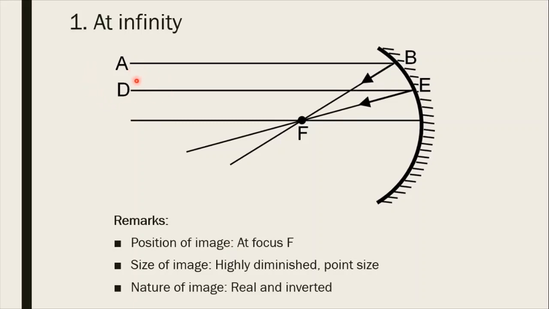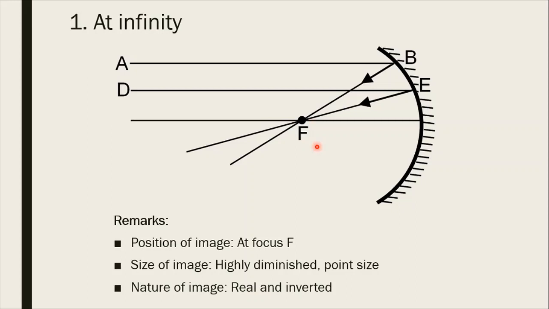The rays AB and DE are the two incident rays which are paraxial. After reflection, both the rays pass through the focus. Thus, obviously we understand that the position of the image which is thus formed will be at the focus F. As you can already see, the size of the image is extremely diminished. In fact, what we see over here is that the image is a point-sized object.